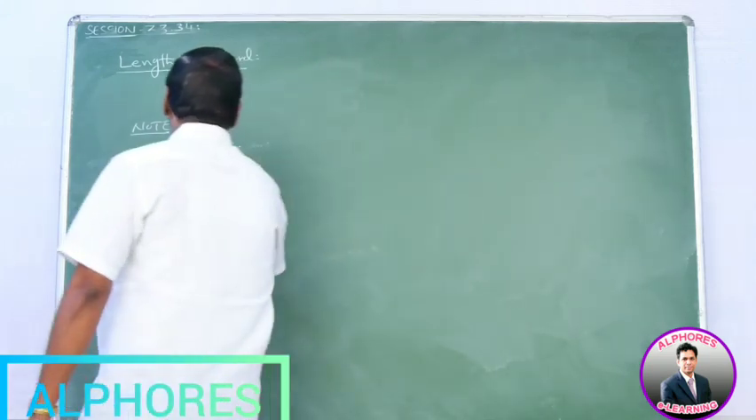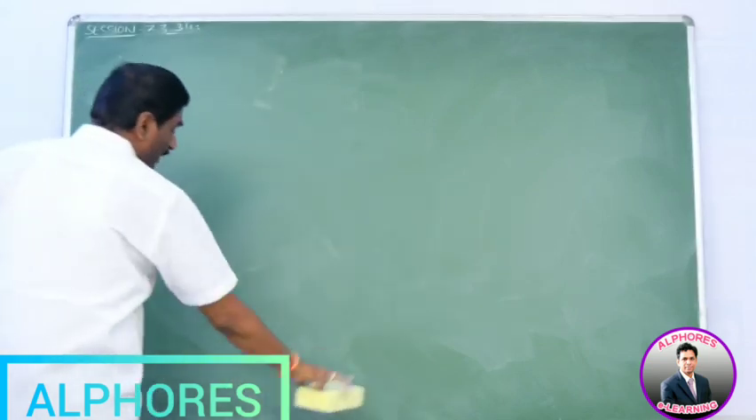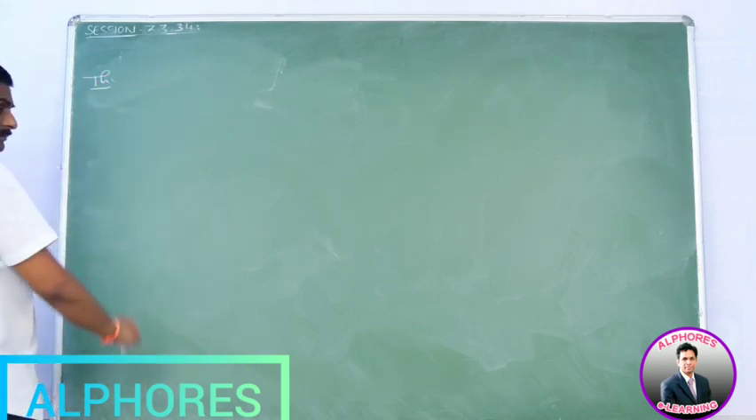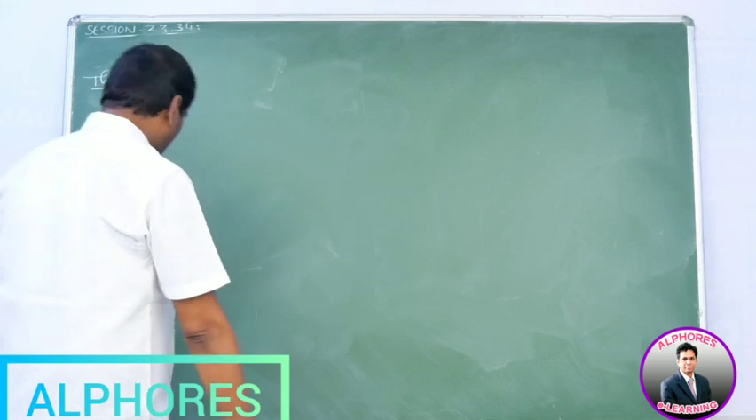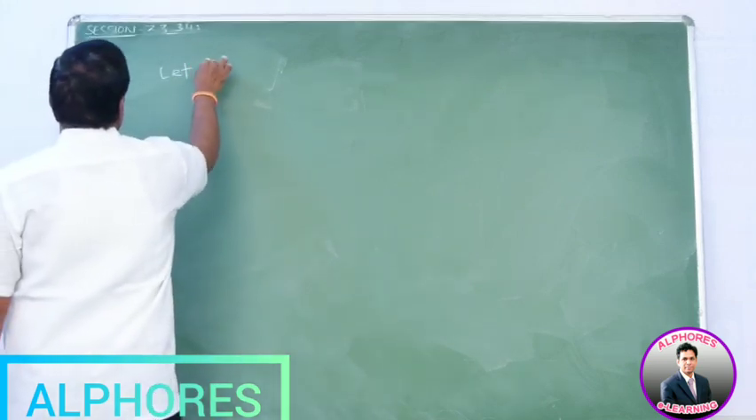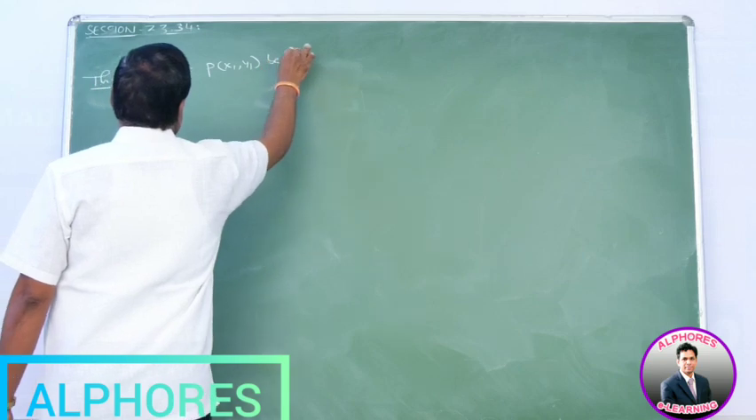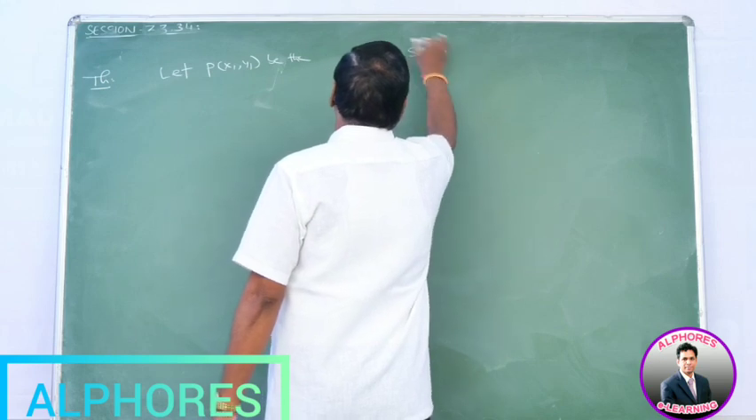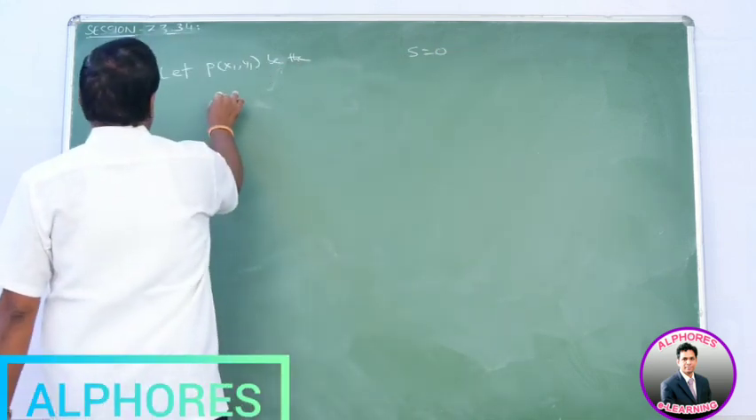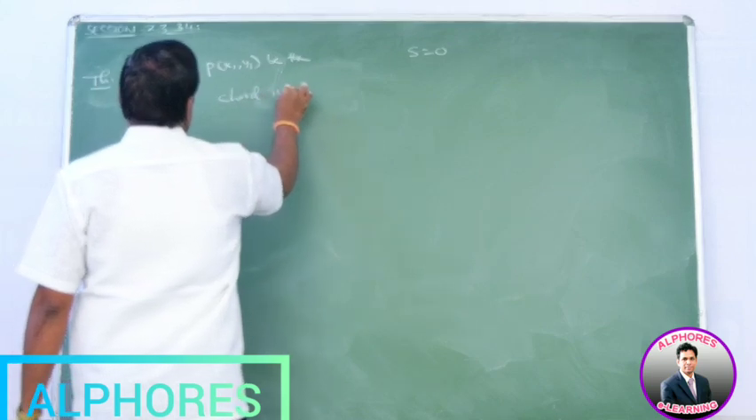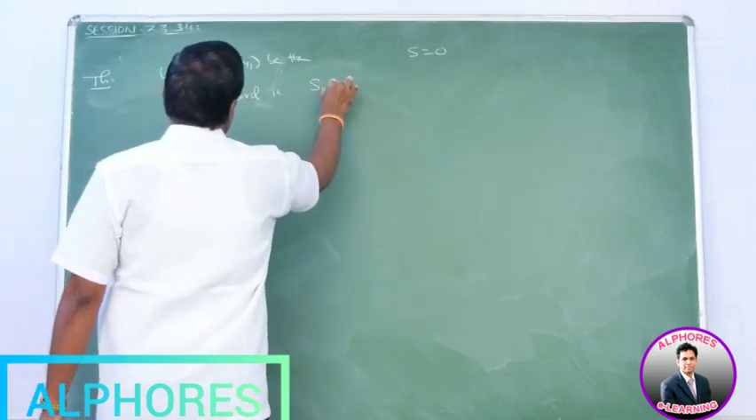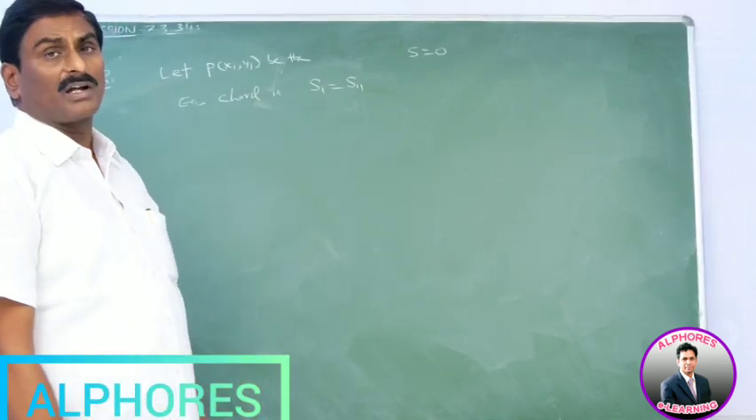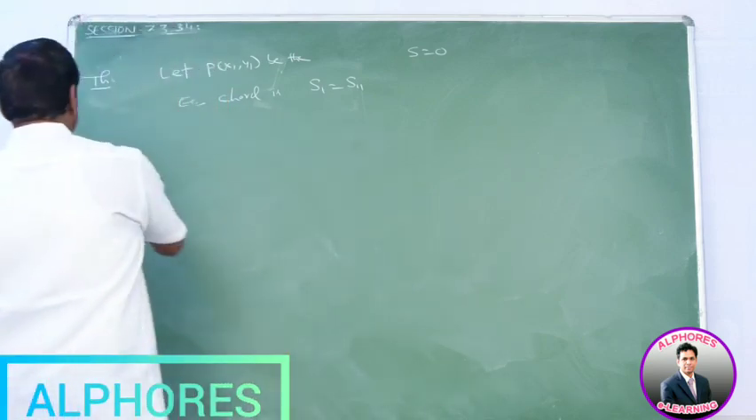Next, the equation of the chord when the midpoint is given. Please note this statement, theorem. Let P(x1, y1) be the midpoint of the chord with respect to the circle S = 0. Then the equation of the chord is S1 = S11. If P(x1, y1) is the midpoint of the chord, then the equation of the chord is S1 = S11. Proof.